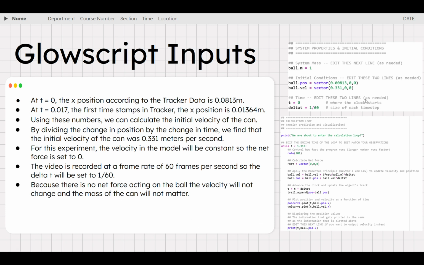So we can see all these things in the code right here. We have the system mass, we have the initial position, we have the initial velocity 0.331, we have the time, we're starting the time at 0, which makes sense, and then the delta t is going to be the frame rate, which is 1/60. We have while the video is going, so we only recorded about 1.3 seconds of motion, and we have the net force, and we're setting that to 0 for this experiment because we're assuming no other forces. And then you can see the rest of it, the momentum change, the time change, and the plotting of the positions.